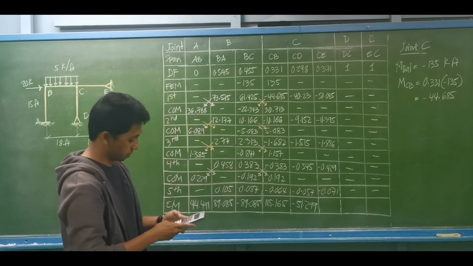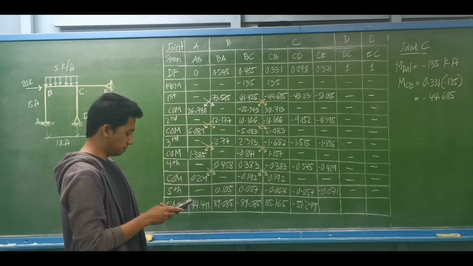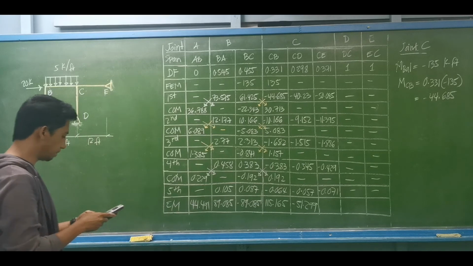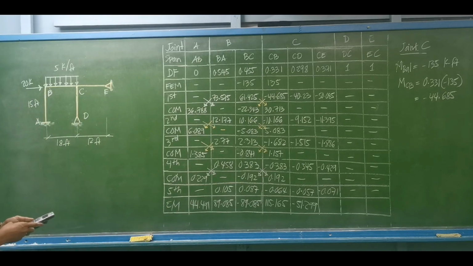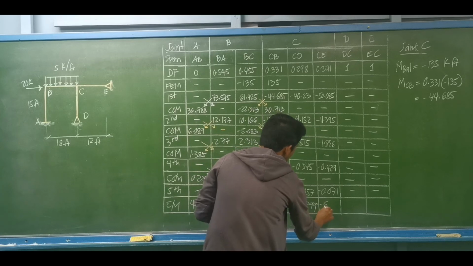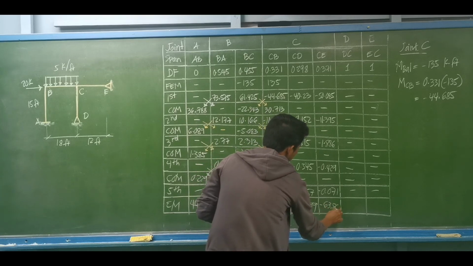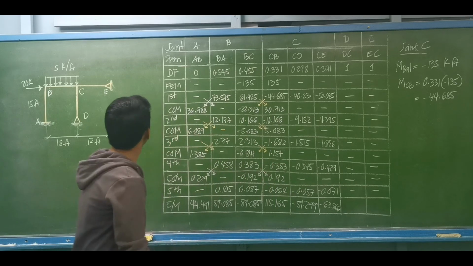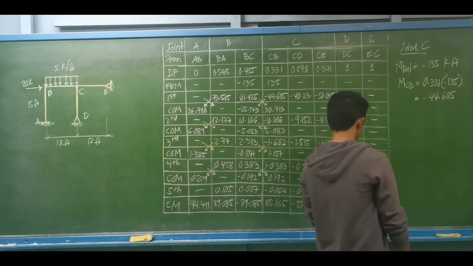And then last, we have negative 50.085 minus 11.395 minus 1.886 minus 0.429 minus 0.071. So we have negative 63.866. Okay, so we'll be having the moments.